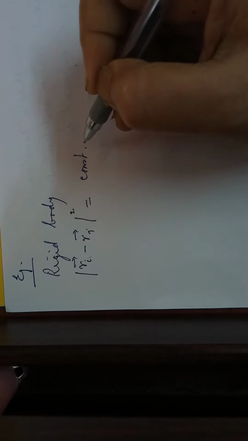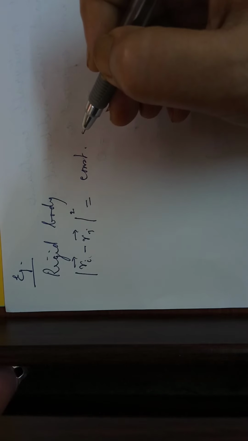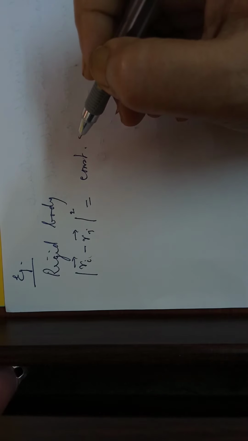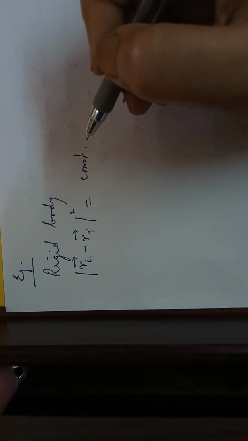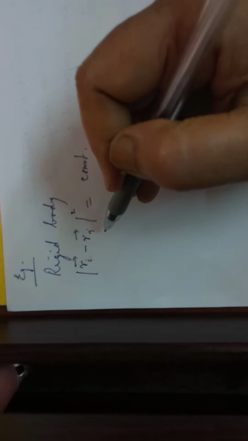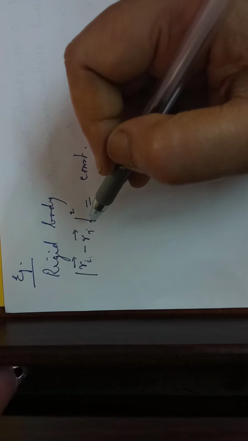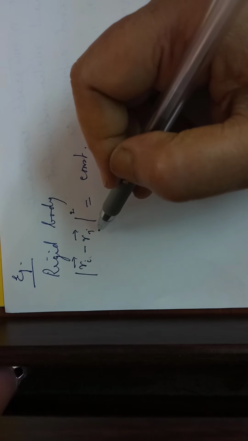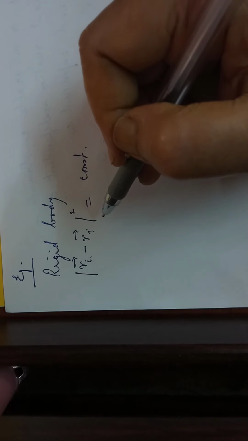Alright, this constant can be anything. It's a constraint equation. What kind of a constraint is it? The work done by the constraint force will vanish, and the constraint relation is time independent. With the evolution of time, this will not change. It is also not velocity dependent. So holonomic, scleronomic and conservative.